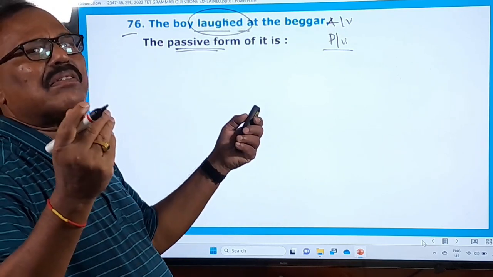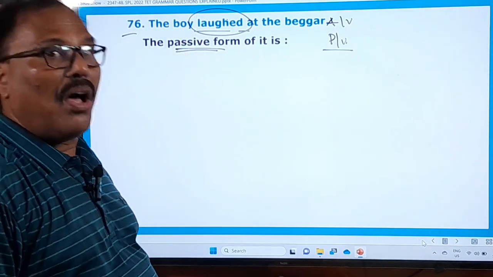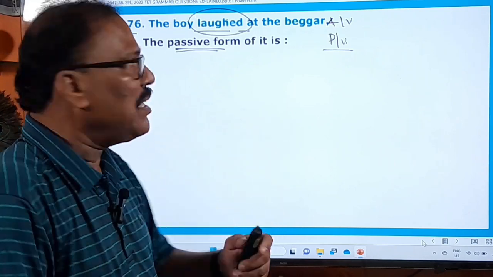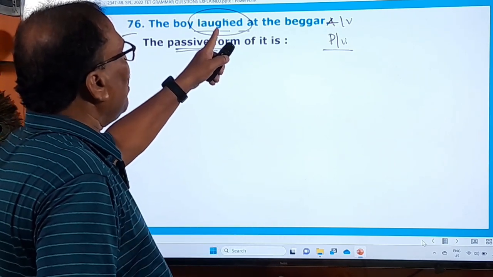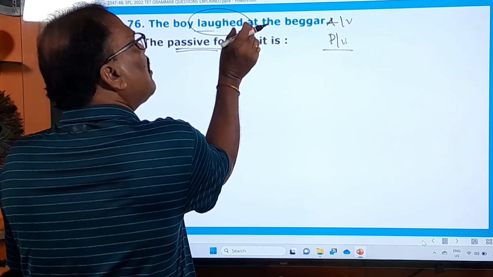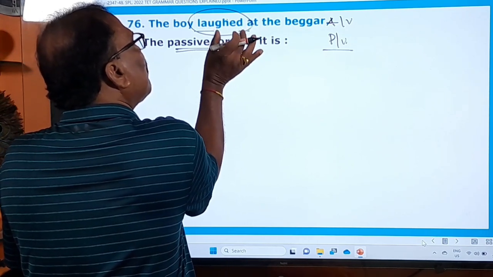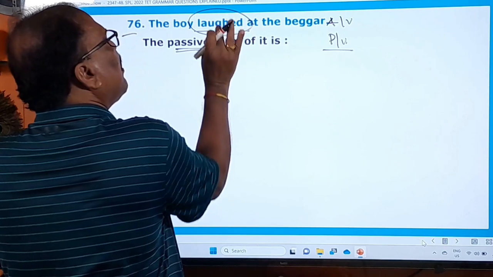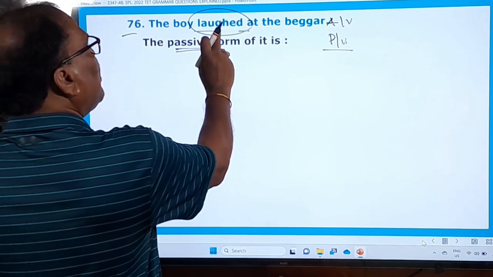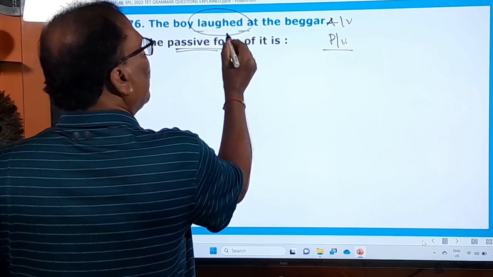"Laughed" means ha ha ha, that's laughing. "Laughed at" means mocking somebody. So "laughed at" has another meaning. That's why whenever a verb is given with a preposition, you must take these two things as the verb. So here "laughed" is not the verb; "laughed at" is the verb, right?